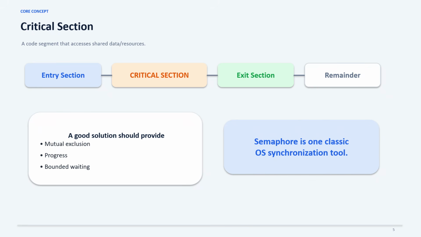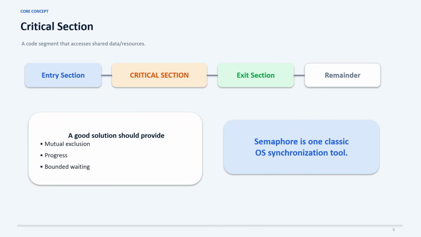The portion of a program where a process accesses shared data or a shared resource is called the critical section. A typical process can be divided into four sections. First, the entry section. Here the process requests permission to enter the critical section. Next is the critical section, where the shared resource is accessed. After completing the operation, the process enters the exit section, where it releases the resources. Finally, the process continues with its remainder section.